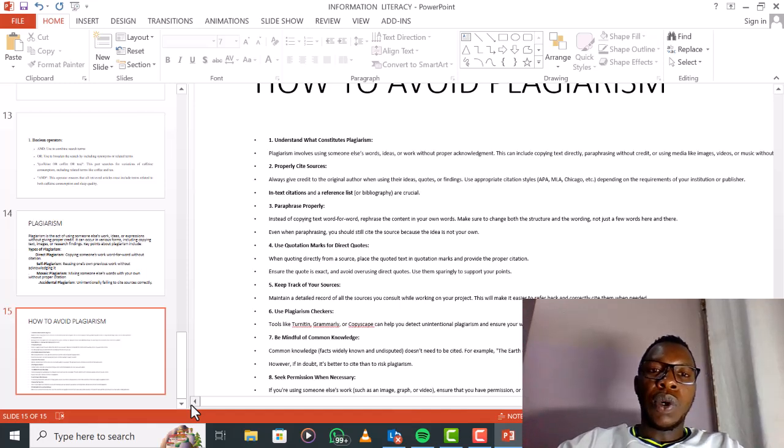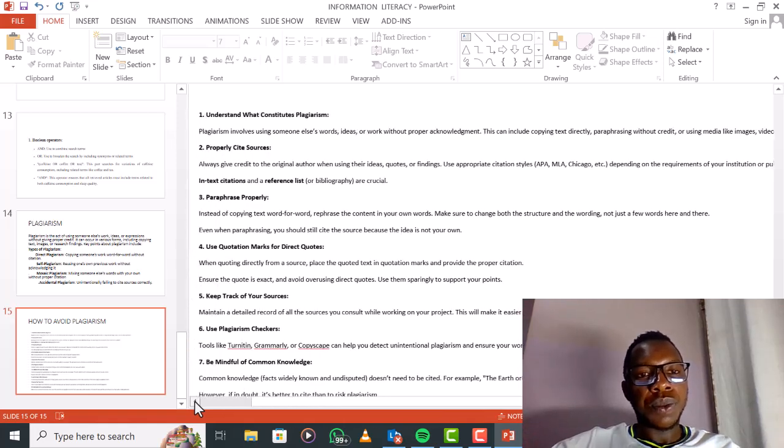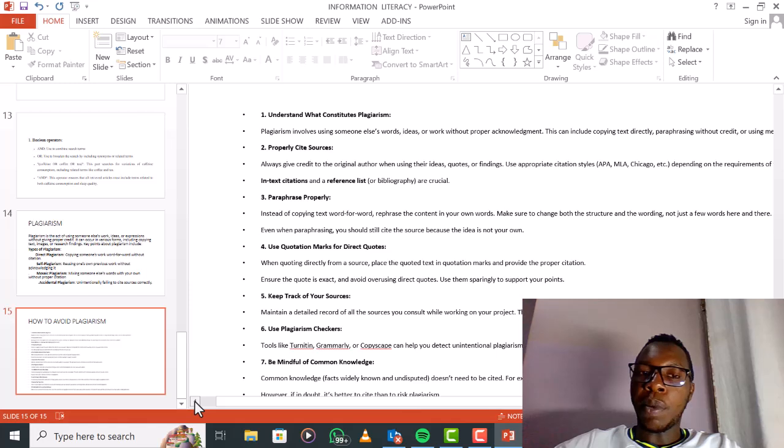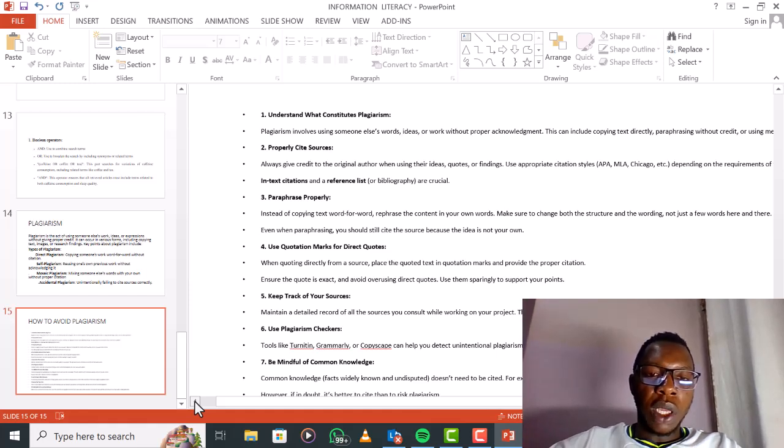Then cite sources properly. Always give credit to the original author when using their ideas, quotes, or findings. Then we also have paraphrase properly. For proper paraphrasing, you should use your own words and be careful of the words you use. Instead of copying the text word for word, rewrite the content in your own words. That is paraphrasing. Then use quotation marks for direct quotes. In case someone says something, use the quotation marks. When you use the quotation marks, it shows you are using someone's words, that's what the original person said about a particular thing.